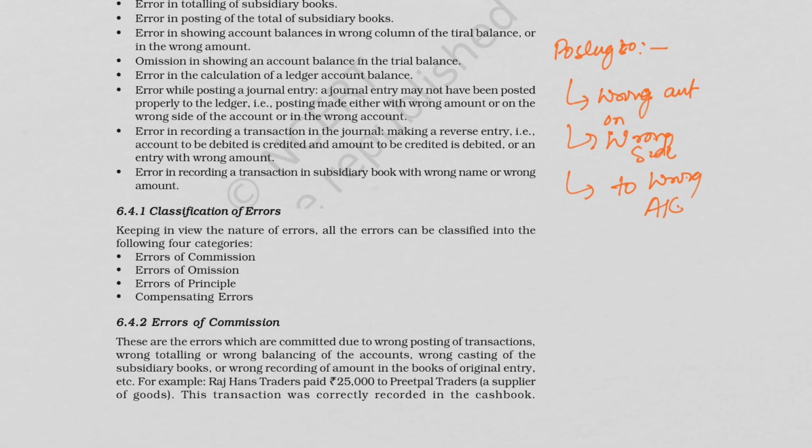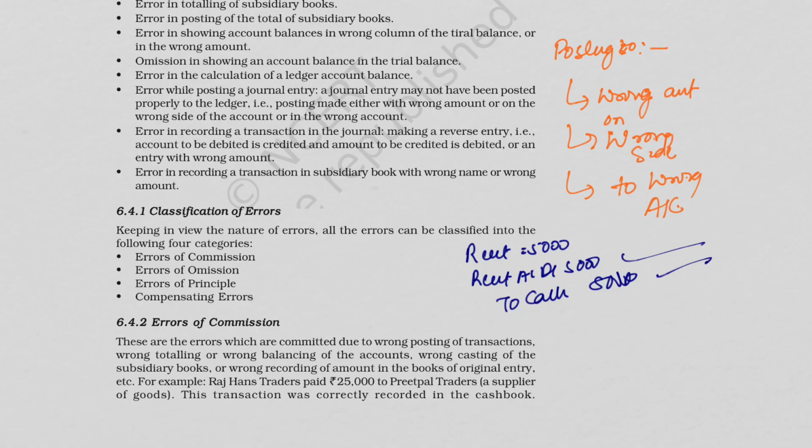For example, rent paid is rupees 5,000, so the correct entry would have been rent account debit 5,000 to cash 5,000. But the accountant posts it as rent account debit to cash rupees 500. He forgets one zero. So this basically causes an error.